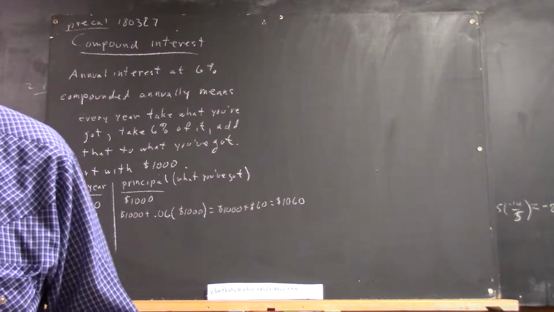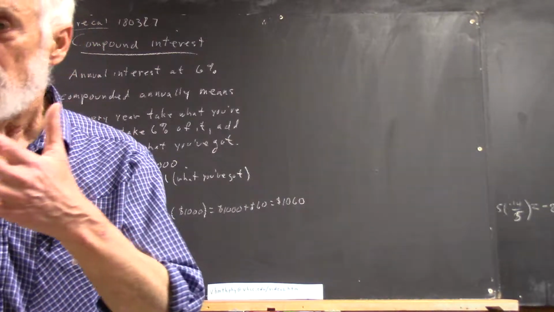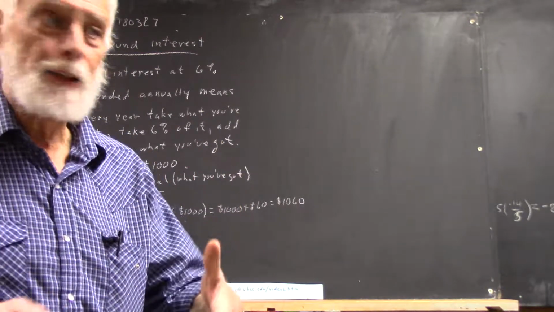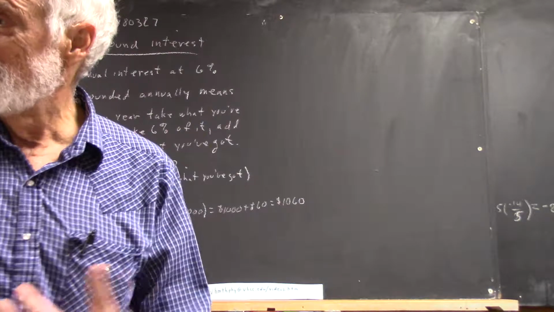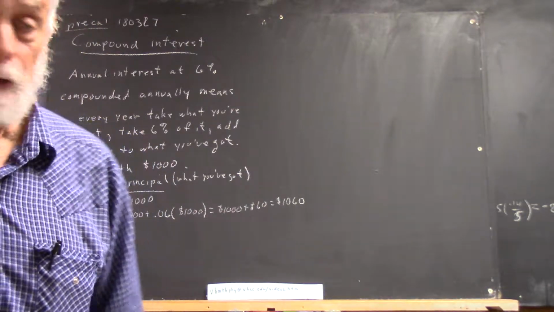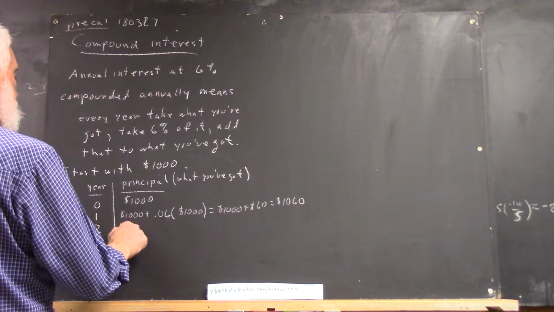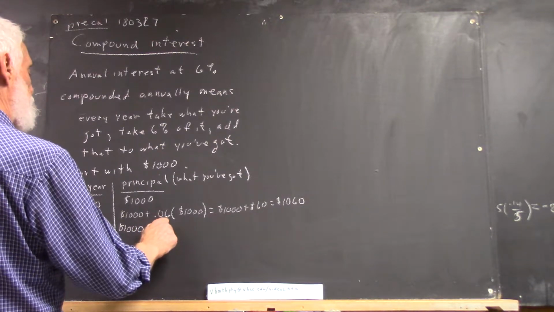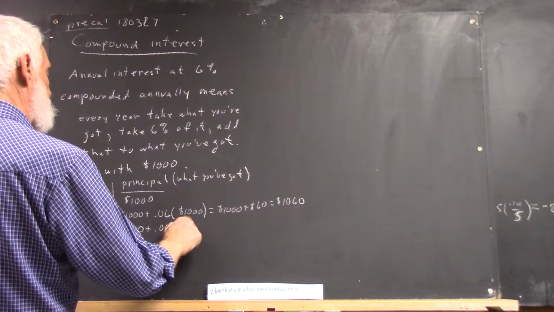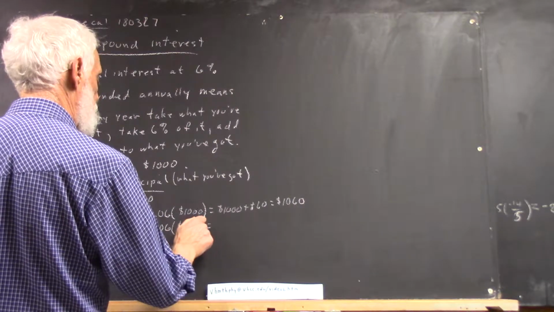right? And that's the key to compound interest. You're always calculating your percent of the last amount you have, which is bigger than the amount you had before and bigger than the amount you started with. Okay? So you get $1,000 plus 0.06 times $1,000 out to $1,060.